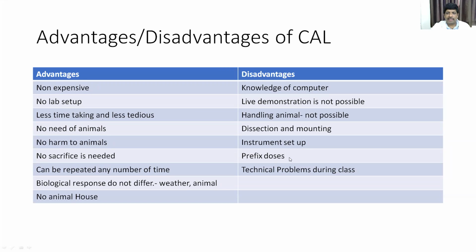Then prefixed doses are fixed here. If you want to increase the dose or decrease the dose, you cannot do that. Only the options are there: 1, 2, 3, 4, 5, 6. So those you need to keep and then do it.